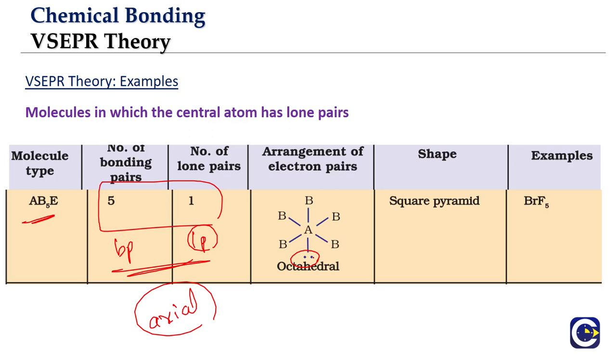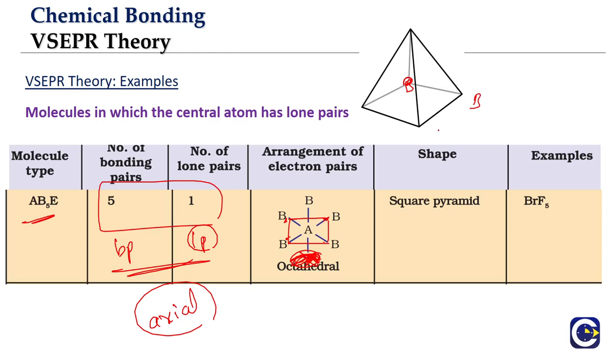Now when it comes to the shape, remember we will not be able to see the lone pair. The arrangement is octahedral, but for shape we cannot see the lone pair. So what you will be able to see is only the 4 atoms of B, which are at the corners of the square. You can see here we have a B, here a B, here a B, 4 atoms of B, and then one B at the top. At the center of the square, you have A. What is this shape? The shape is square pyramid. Why are we saying square pyramid?